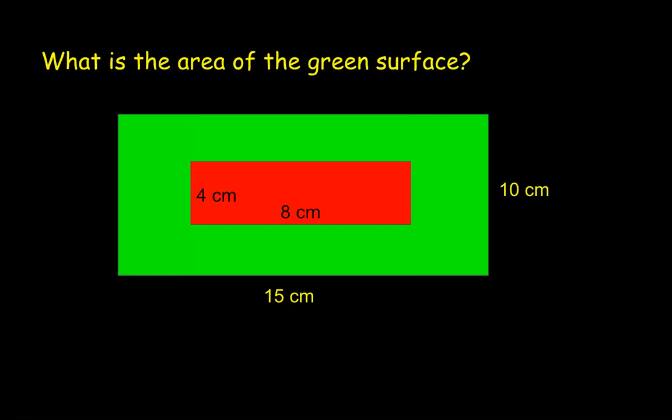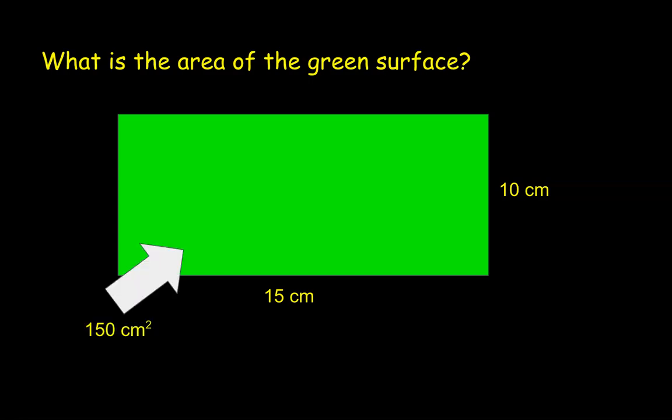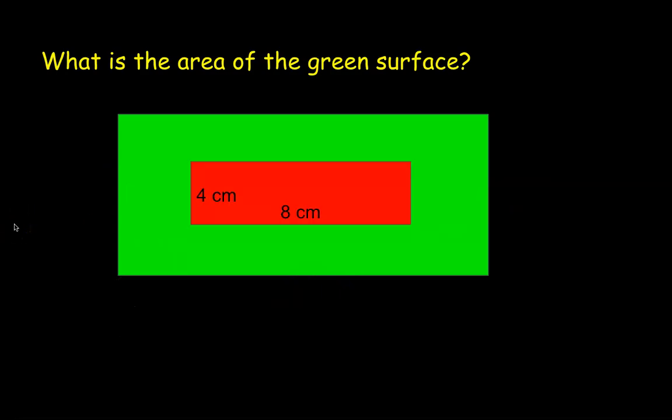So what I'm going to do is I'm going to work out the area of the whole room. I'm going to ignore this for the moment. See, I'm just ignoring that. And I'm going to work out the area of the whole room. And that's really easy, as you can see. It's 150 square centimeters. 10 times 15. Now, I'm going to focus only on the red area. And that is 32 square centimeters.